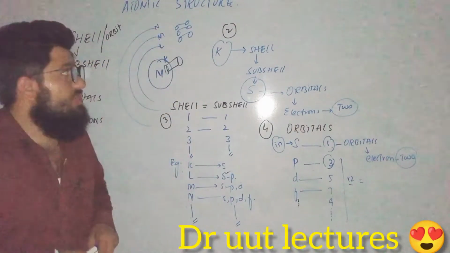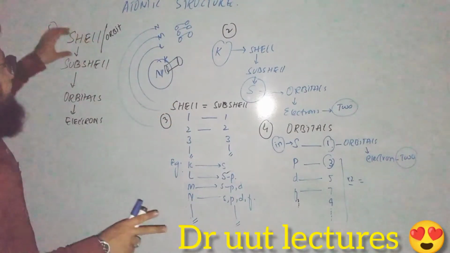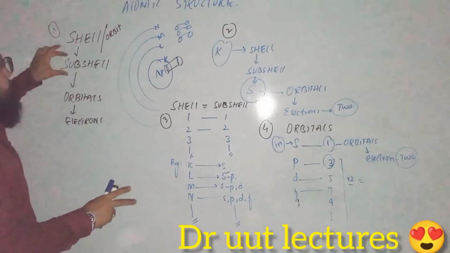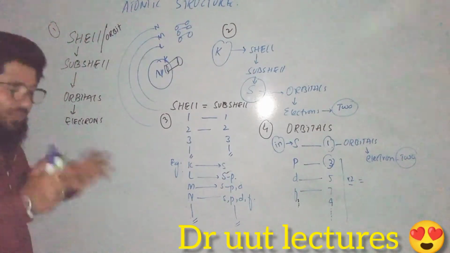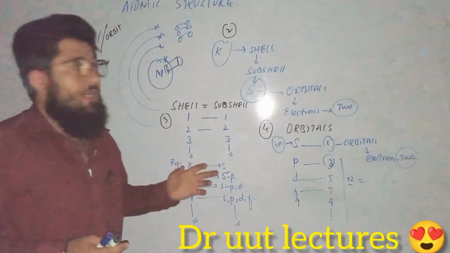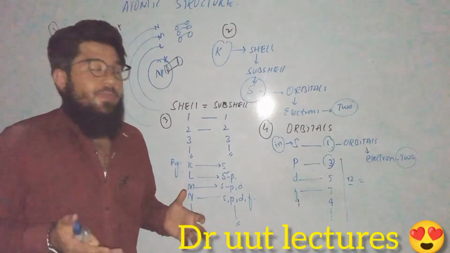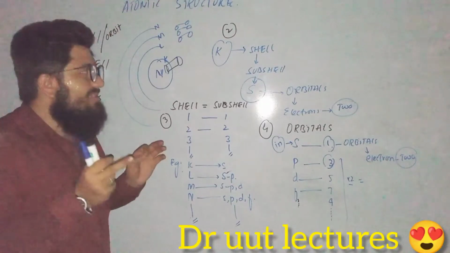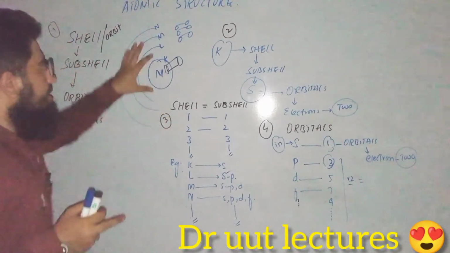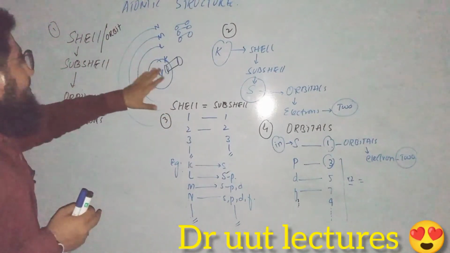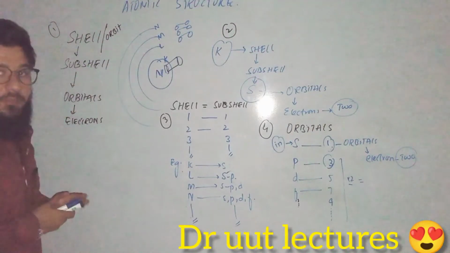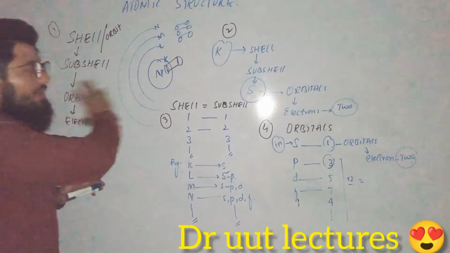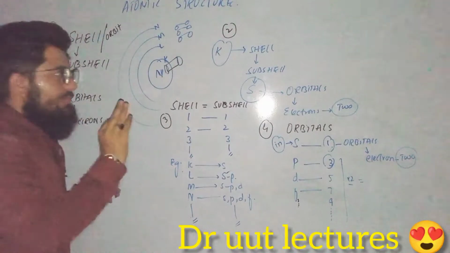The topic is atomic structure, and there is confusion regarding the shell, orbit, subshell, orbitals, and electrons. What is the very basic difference among all these, and what is the basic concept? So today we'll talk about this very basic concept. Let's start from this particular diagram, and we'll relate these points with it. Just concentrate, and you will get the entire lecture in a very easy way.